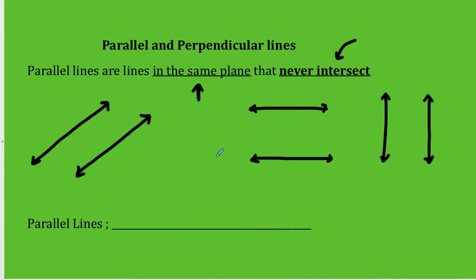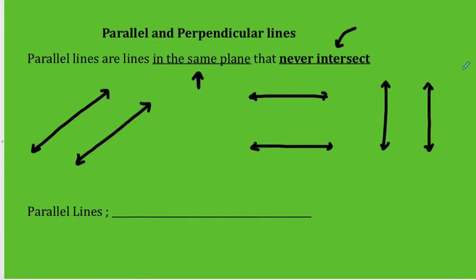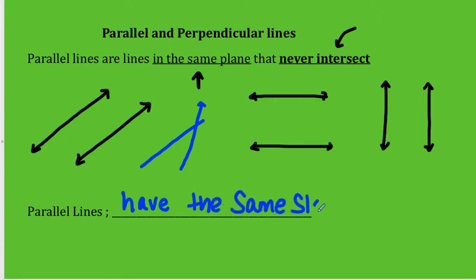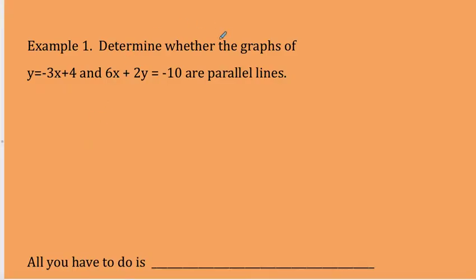So if they never intersect, then that would have to tell us something about their slopes. Because I can have a line that looks like that and a line that looks like that. And eventually, this one I'm drawing is going to intersect it. So parallel lines have the exact same slope. If they don't have the same slope, then the lines are going to intersect, okay? So parallel lines have the same slope.